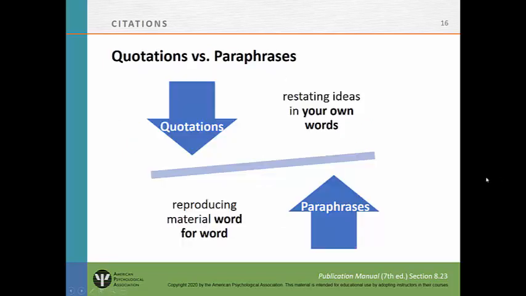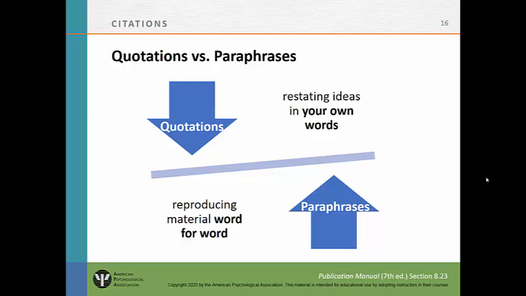Okay. Let's talk about quotation. Quotations reproduce material word for word. Paraphrasing restates ideas in your own words. Generally, you should paraphrase. That should be the default. But I understand that occasionally something is worded so well you can't improve upon it, or you can't find a way to restate in your own words that doesn't sound a whole lot like the original. In that case, you may quote, but quotations should not be excessive in a paper.